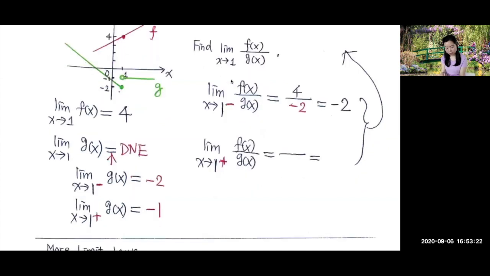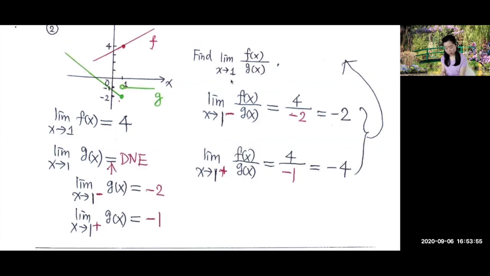Now, what happened to the right-hand limit? For this right-hand limit, we can take the right-hand limit of f of x, which is 4. So we still get 4 on top. The right-hand limit of g of x as x approaches 1 from the right side is -1. So this is -1. 4 divided by -1 is -4. Now you see that the left-hand limit of this quotient and the right-hand limit of this quotient don't agree. So therefore, this two-sided limit does not exist.